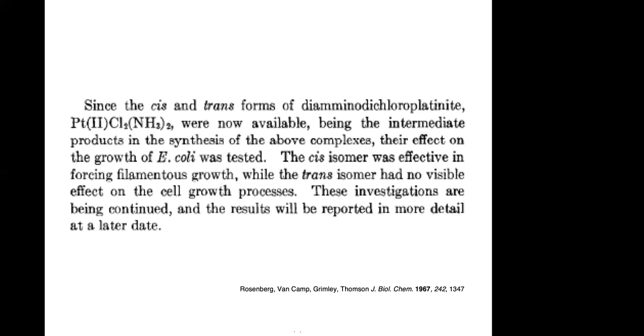Actually, sorry. Actually, in this paper, they did test. They didn't report a lot of the results. They just state that the cis isomer was effective in forcing filamentous growth while the trans isomer had no visible effect on cell growth processes. And these investigations are being continued. And it's that cis platinum 2 complex formulated here that turns out to be the really potent species in disrupting cell division.